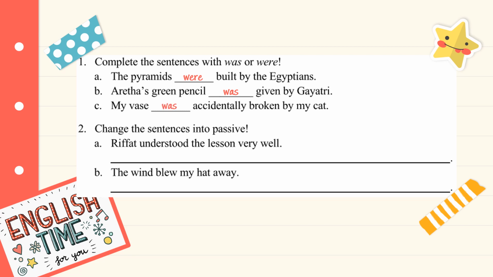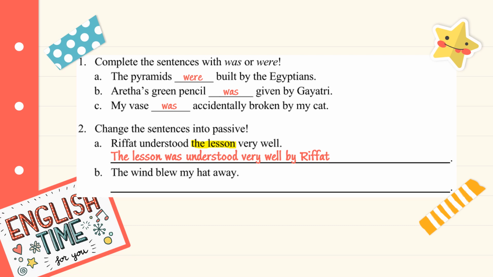Okay, now number 2. Change the sentences into passive. A. Rifat understood the lesson very well. Now let's find the object of the sentence. What's the object of the sentence? The lesson. So you start the passive sentence with the lesson. The lesson, how many? Only one. So you use was. The lesson was. And you put the verb 3 of understand, which is understood. So the answer is: the lesson was understood very well by Rifat.